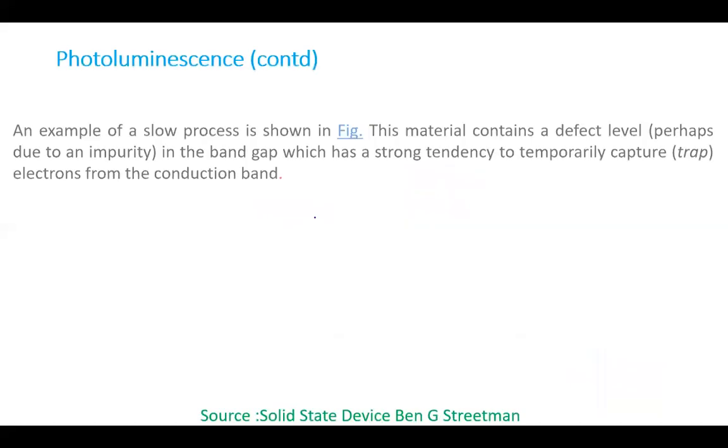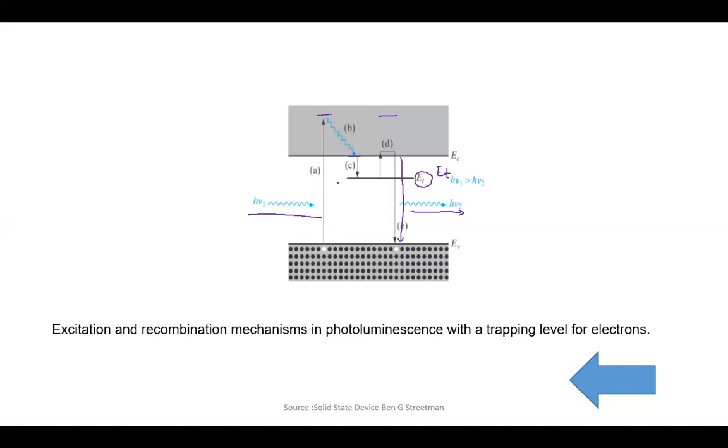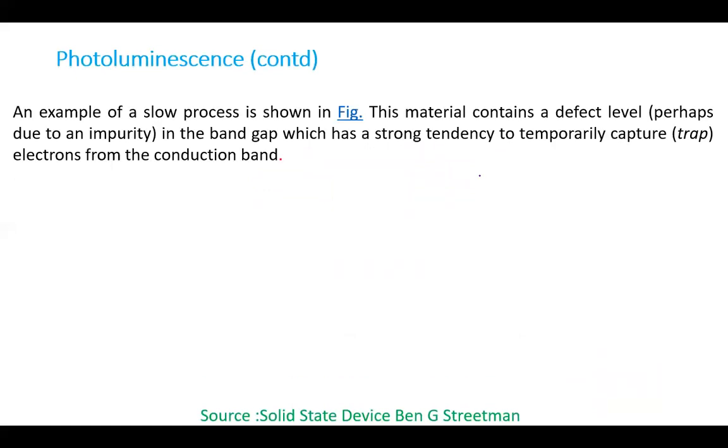So this is the example we are talking about. It's a slow process. The material contains a defect level due to an impurity. The trapped level which I talked about in the previous slide, here you can see, is because of impurities. Here you can see the impurity level being introduced. So now you will know the impact of adding impurities.